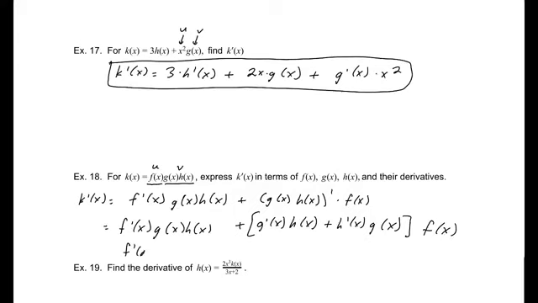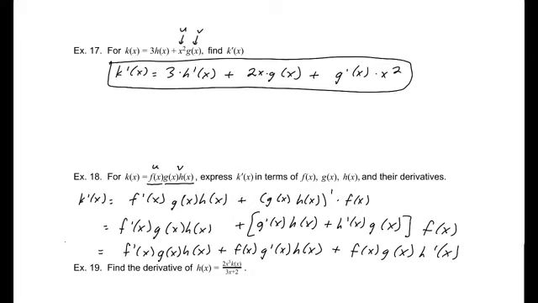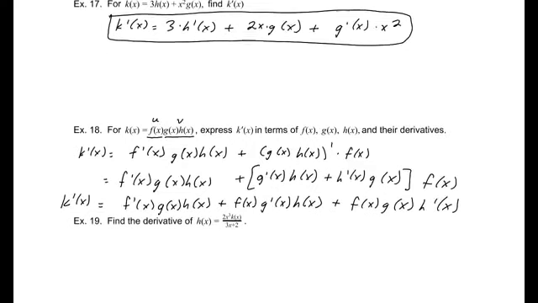F prime of x, g of x, h of x, plus f of x, g prime of x, h of x, plus f of x, g of x, h prime of x. This is the general product rule for three functions. The derivative of the first, leave the other ones alone. The derivative of the second, leave the other two alone. The derivative of the third, leave the others alone. This would work for any number of functions. So remember that in case it comes up.